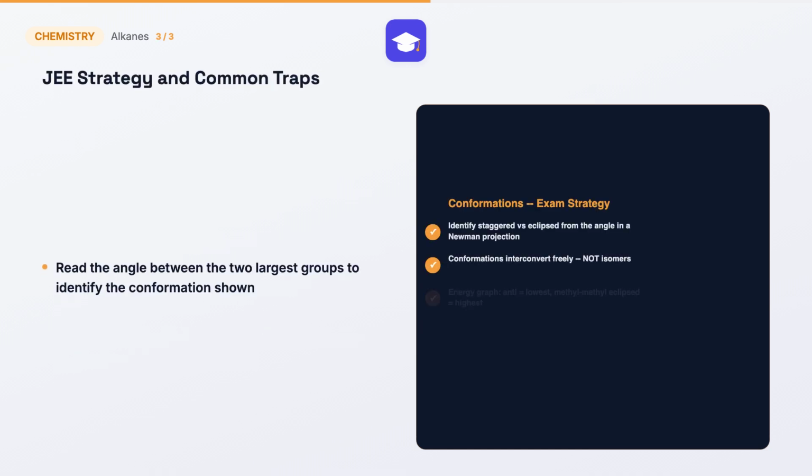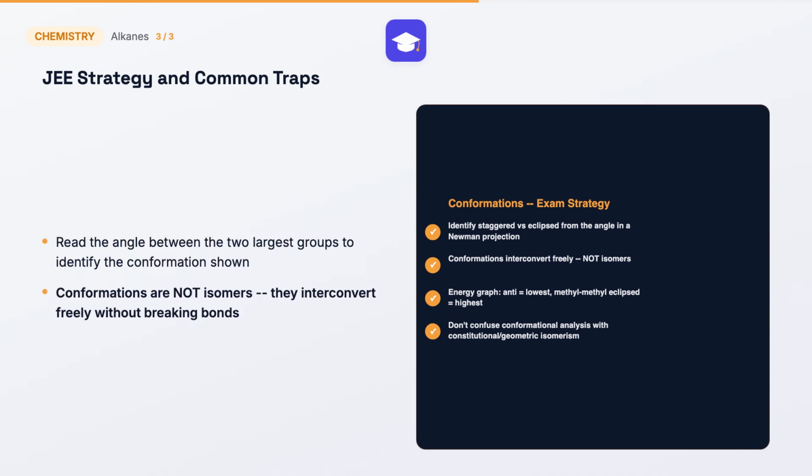The single most frequently tested skill here is reading a Newman projection directly and identifying whether it shows the staggered or eclipsed arrangement, and specifically for butane, whether it's the anti, gauche or fully eclipsed conformation, based purely on the angle between the 2 largest groups shown.